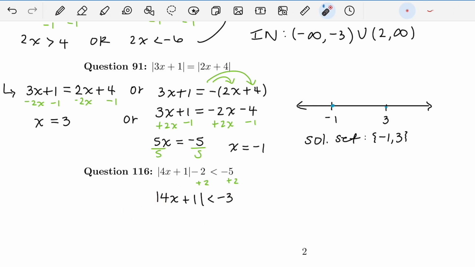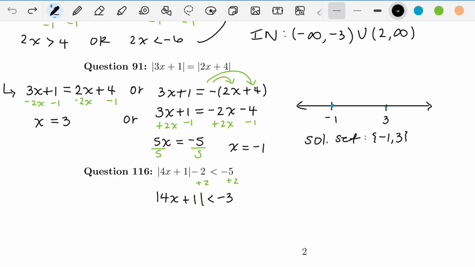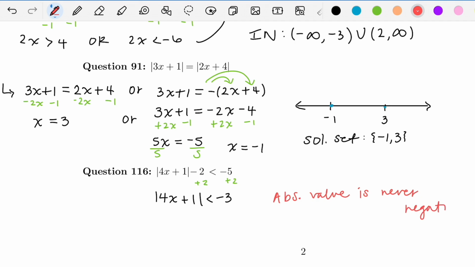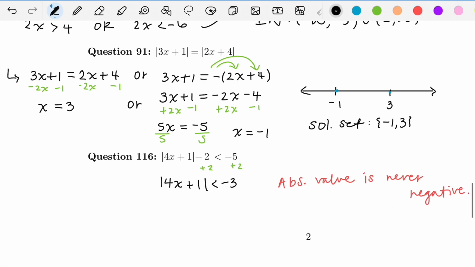But here, this is telling us that this whole absolute value is going to be less than negative 3. Any number less than negative 3 is negative, but we know, we just said an absolute value can't be negative. So we'll write that here. Our absolute value is never negative. So in this case, our solution set is just going to be the empty set. So there is no solution for this guy.